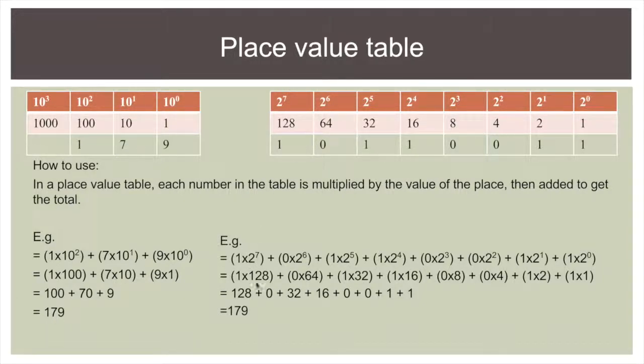Similarly over here, 1 times 2 to the power of 7, 0 times 2 to the power of 6, 1 times 2 to the power of 5, 1 times 2 to the power of 4, 0 times 2 to the power of 3, 0 times 2 to the power of 2, 1 times 2 to the 1, 1 times 2 to the 0. That's 1 times 128, 2 to the power of 6 becomes 64, so 0 times 64, 2 to the power of 5 becomes 32, and we do the maths: 128 plus 0 plus 32 plus 16 plus 0 plus 0 plus 1 plus 1. Add that up, you get 179.